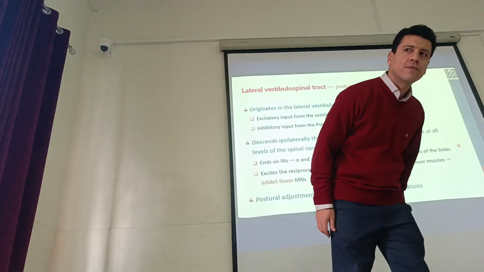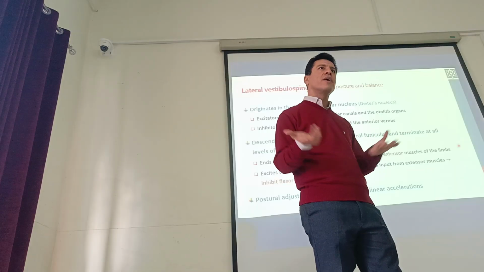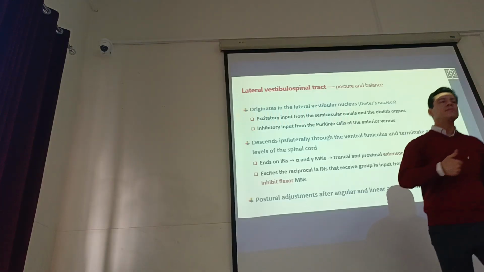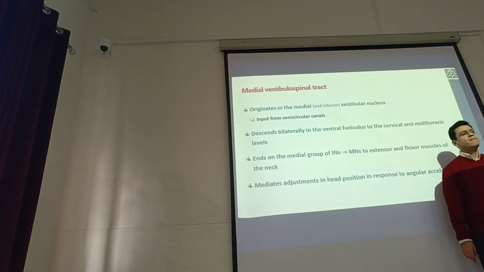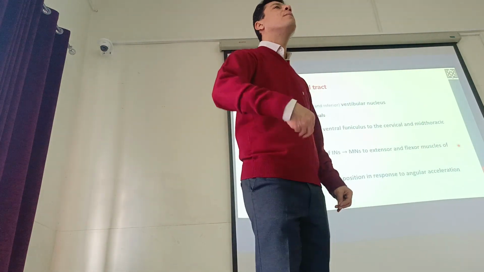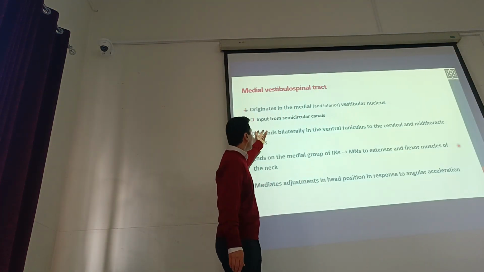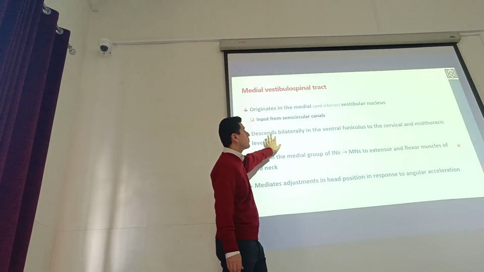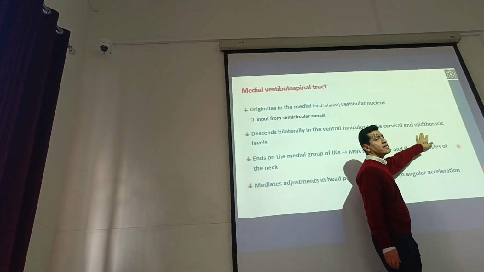Or our body bends forward or backward. So this is acceleration. Whenever we have acceleration, this system is activated and keeps our balance, right? So lateral vestibulospinal tract. This one, medial vestibulospinal tract, from medial vestibular nuclei. They also receive input from semicircular canal.